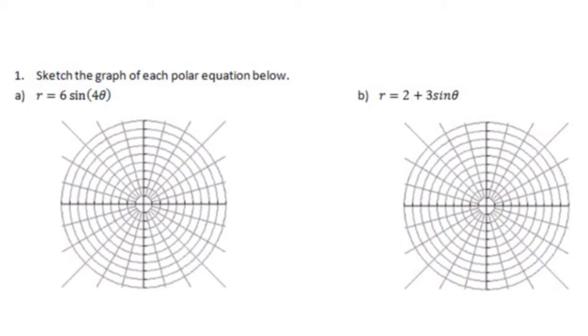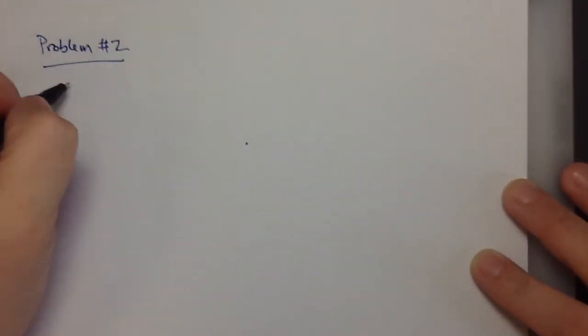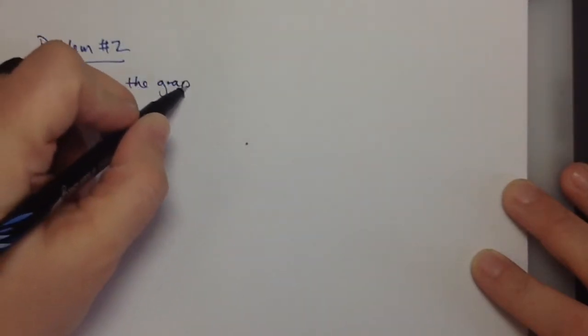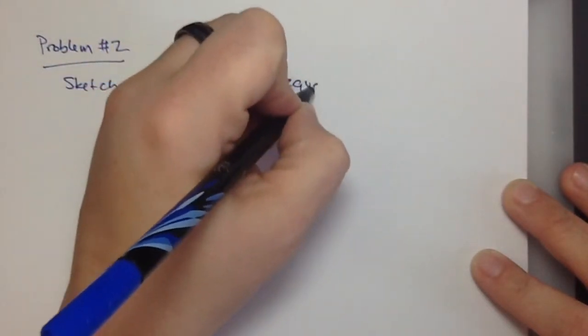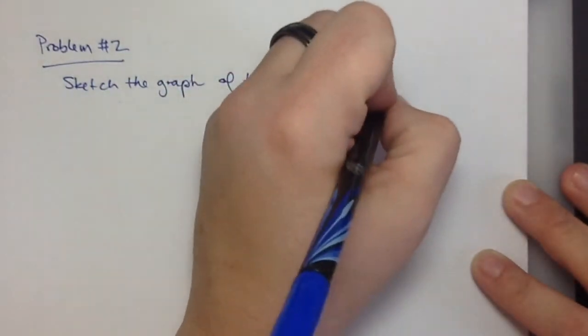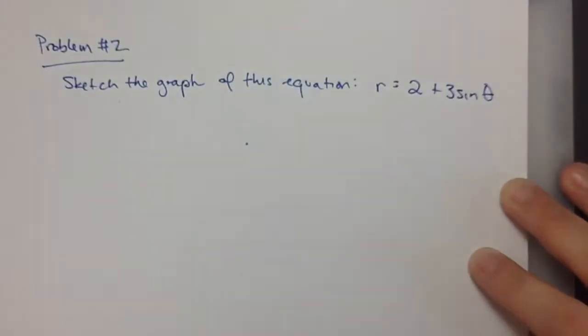We are reviewing polar coordinates and polar equations. This is problem number 2, which says, sketch the graph of this equation. r equals 2 plus 3 sine theta.